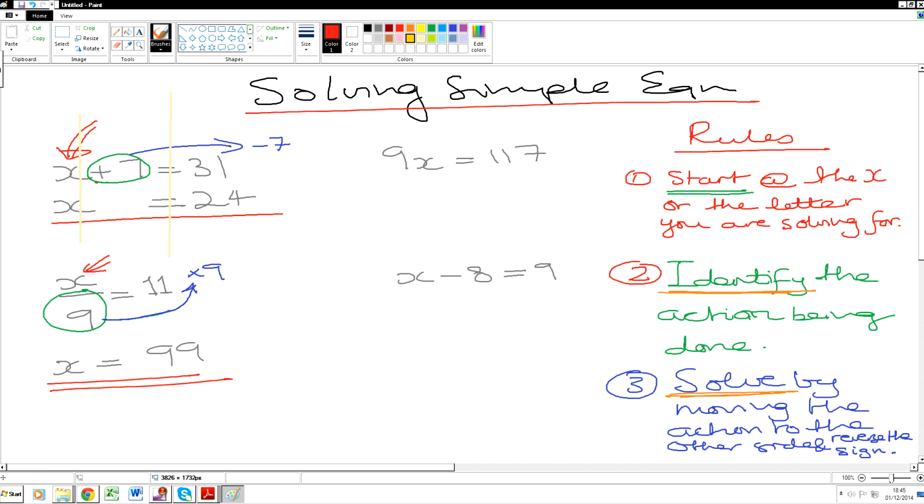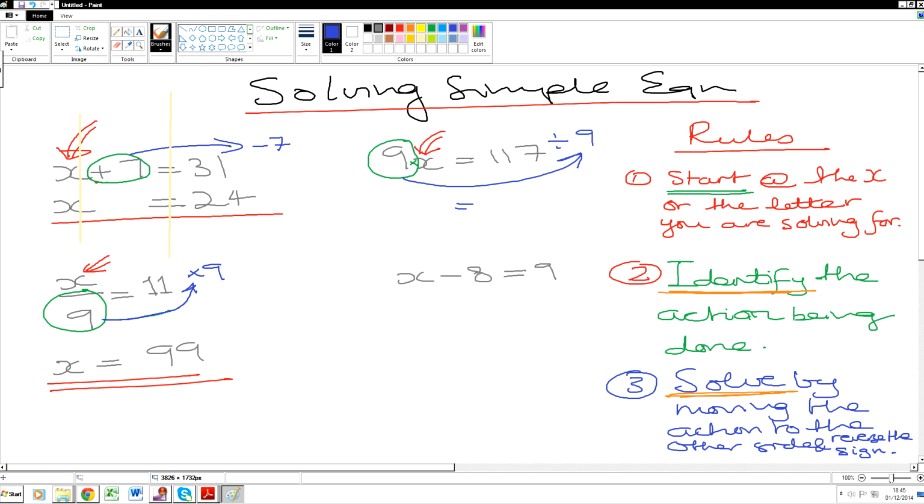Right, next question. Step 1: start at the x, the letter you are solving. And we try to find out what is being done to the x. When a number is next to the x or a letter, it means times. So at the moment, x has been multiplied by 9. That is the action. And now we have to do the solving part. We have to reverse that action and take the times 9 to the other side. So the opposite of times 9 is divided by 9.